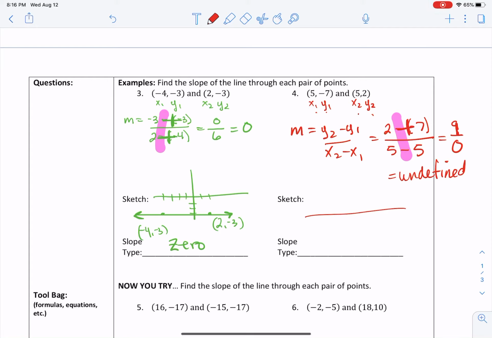So when we sketch this, 5, negative 7, 1, 2, 3, 4, 5, 1, 2, 3, 4, 5, 6, 7, that's this point right here, 5, negative 7, and we go over 5 up 2, and that's right there, 5, 2, oops. And when we draw our line, that is undefined slope.